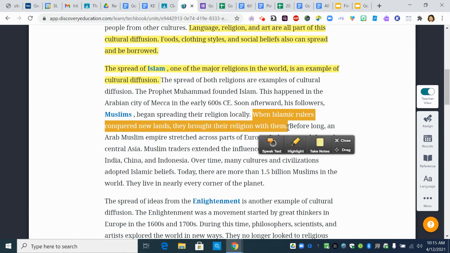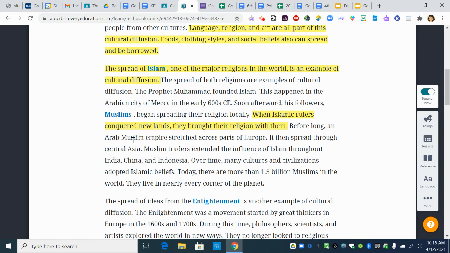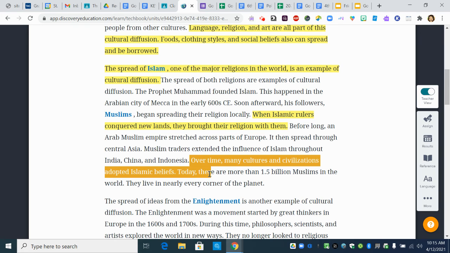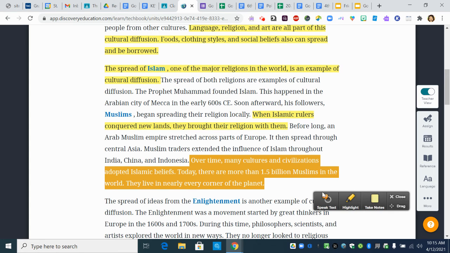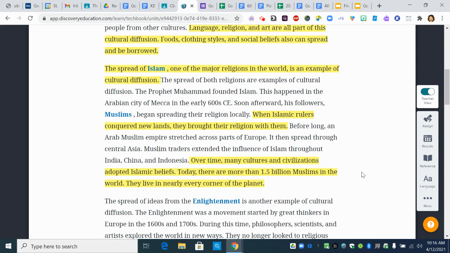Before long, an Arab Muslim empire stretched across parts of Europe. It then spread through Central Asia. Muslim traders extended the influence of Islam throughout India, China, and Indonesia. Over time, many cultures and civilizations adopted Islamic beliefs. Today, there are more than 1.5 billion Muslims in the world. They live in nearly every corner of the planet.